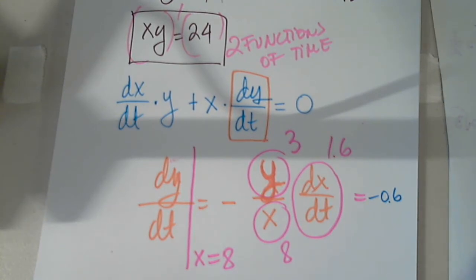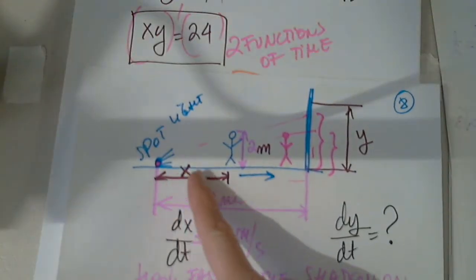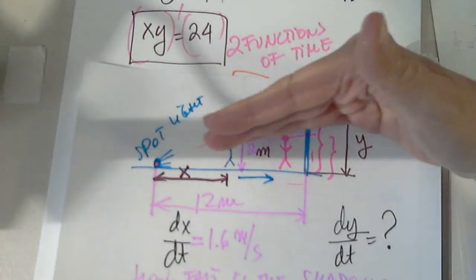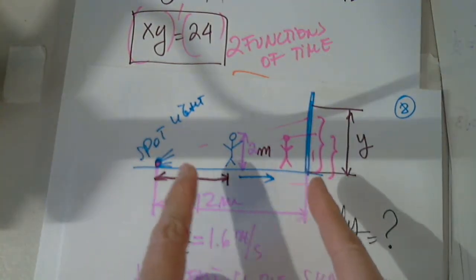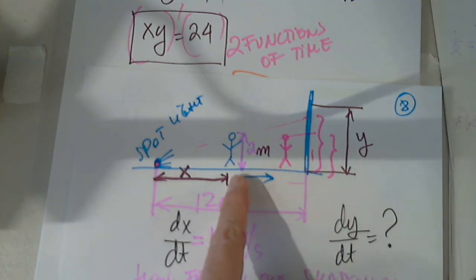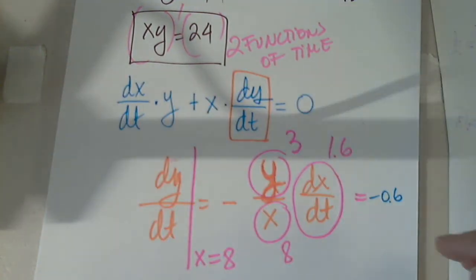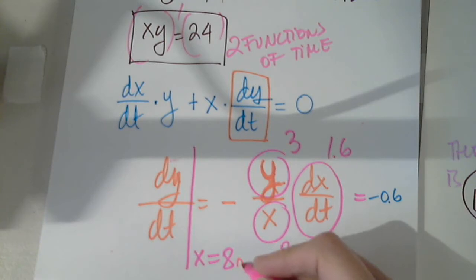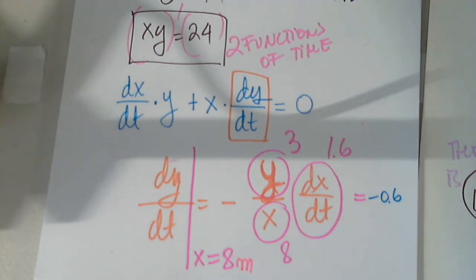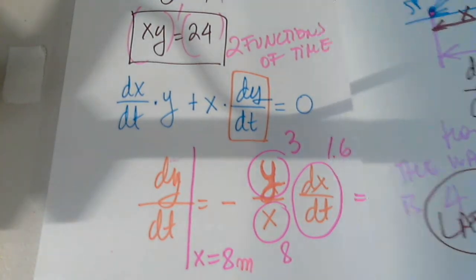So as the person approaches the wall, his shadow on the wall, at the instant he is 4 meters away from the wall, is decreasing at a rate of 0.6. What over what? Since it's a rate of change, and this is in meters. What is the measurement unit?